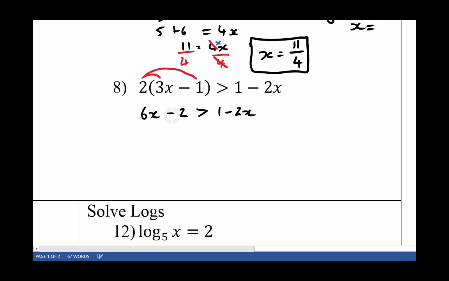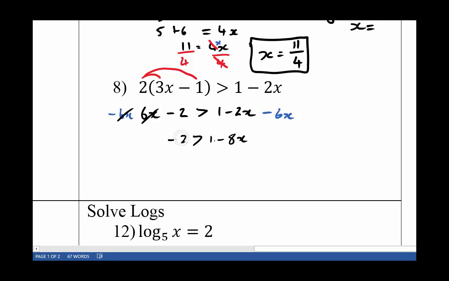Have to get all my x's on one side, so I need to get rid of this positive 6x. To do that, I'm going to minus 6x from this side. I can equally put the 2x over here by adding 2x, but I'm going to put the 6x over here. So negative 6x, those things there will cancel out, and I'm left with minus 2. 1 minus 6x minus 2x minus 6x is minus 8x.